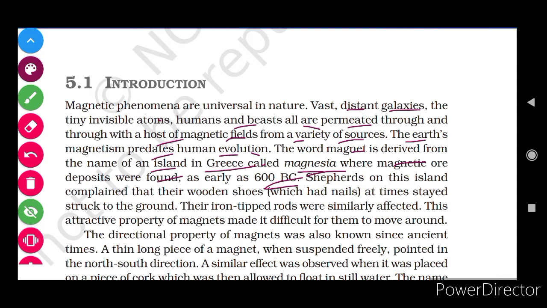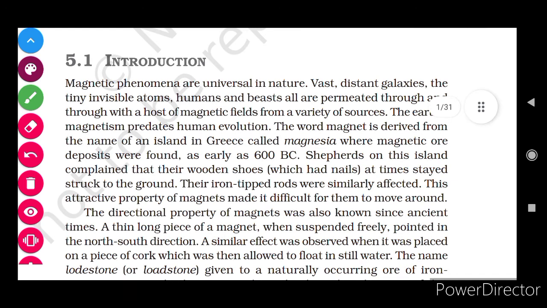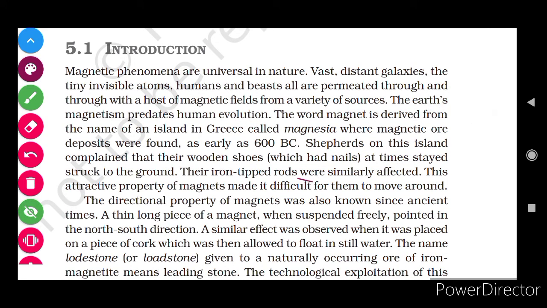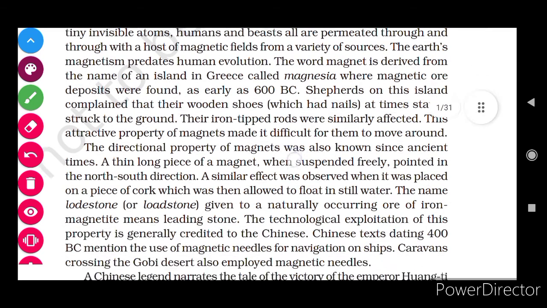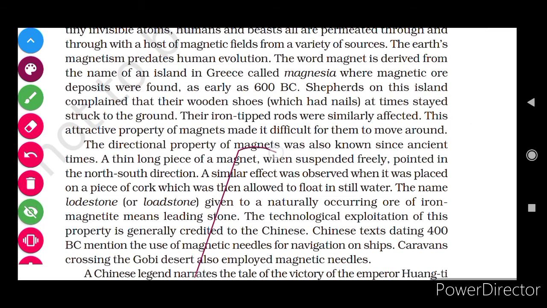The shepherds on this island complained that their wooden shoes without nails at times stayed stuck to the ground. Their iron-tipped rocks were similarly affected. This attractive property of magnet made it difficult for them to move around. So from here magnets were named and discovered. The directional property of magnets was also known since ancient times. A thin long piece of magnet, when suspended freely, pointed in the north-south direction.